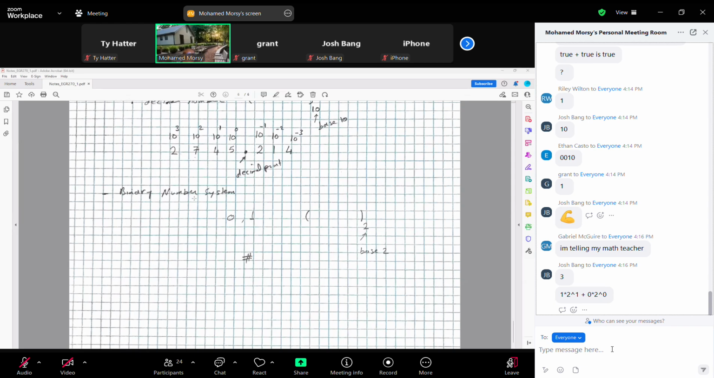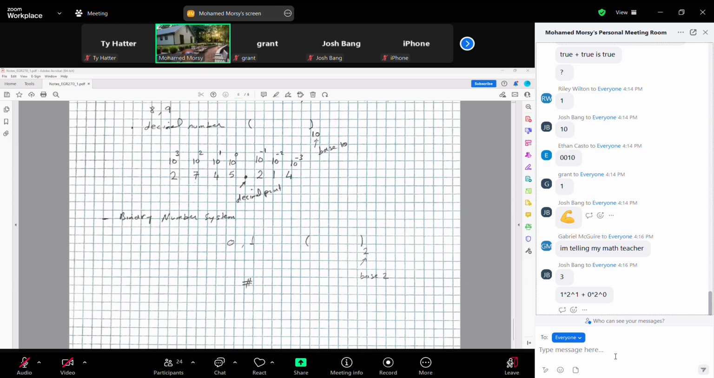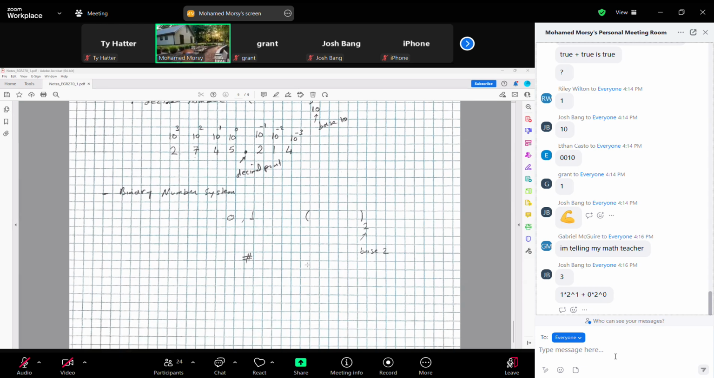Binary number system, as we mentioned, we use only two symbols, 0 or 1. When we write a binary number, we put base 2 here, but for decimal, we put base 10. And we'll talk in more detail, of course, next time.